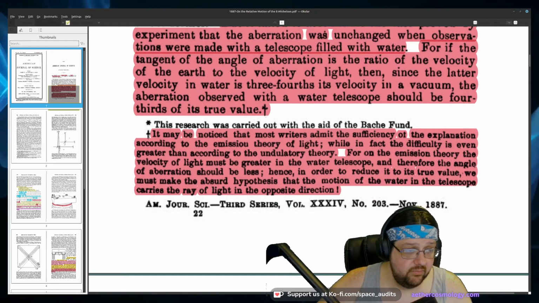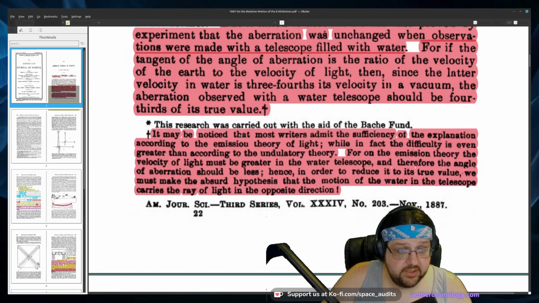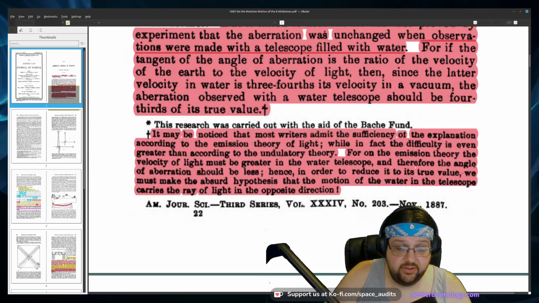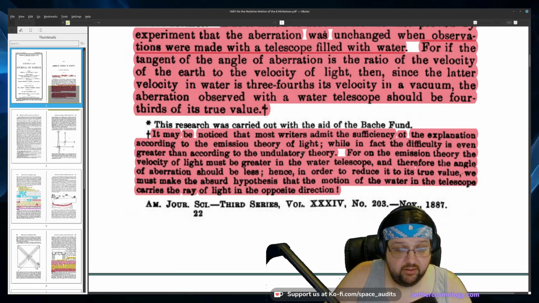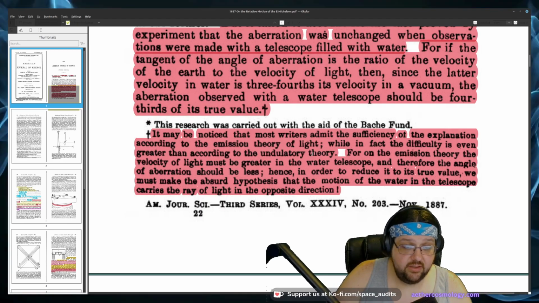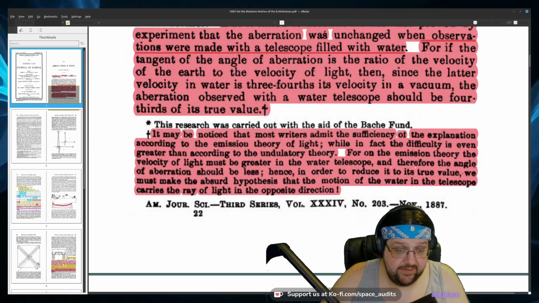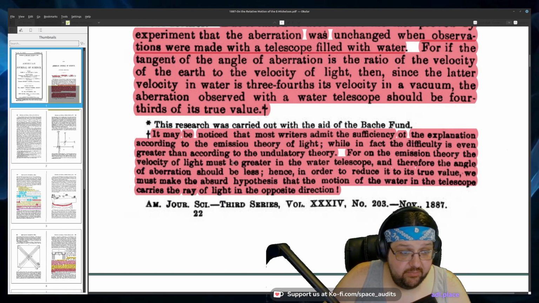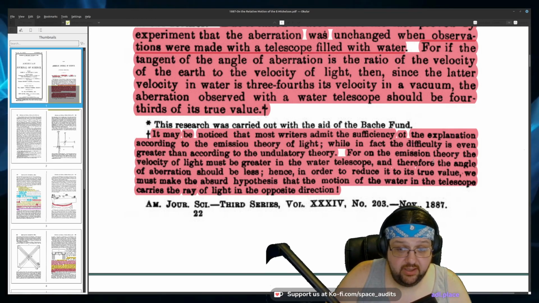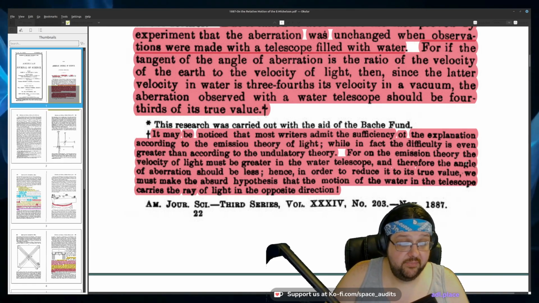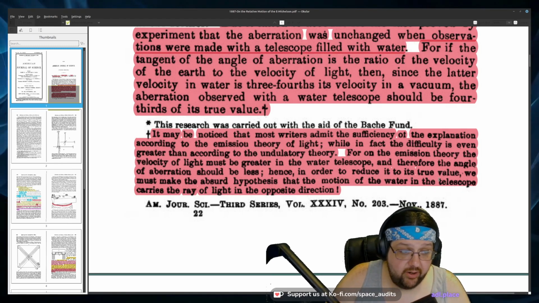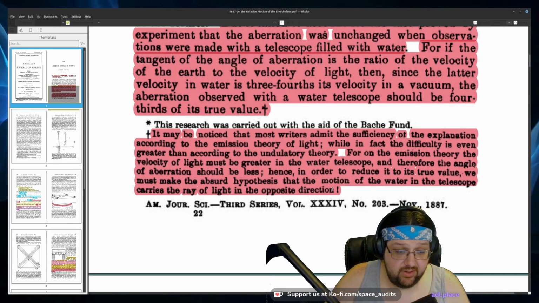So we're going to read the asterisk, and he says, it may be noticed that most writers admit the sufficiency of the explanation according to the emission theory of light, and the emission theory is that light is little corpuscles, so that's little particles, while in fact the difficulty is even greater according to the undulatory theory. And the undulatory theory is the wave theory, so light's just a wave. And it says, for the emission theory, the velocity of light must be greater in the water telescope, and therefore the angle of aberration should be less. Hence, in order to reduce it to its true value, we must make the absurd hypothesis that the motion of the water in the telescope carries the light in the opposite direction.